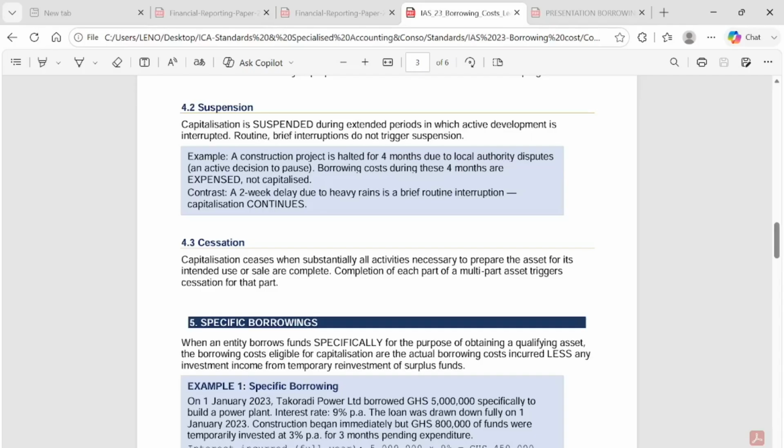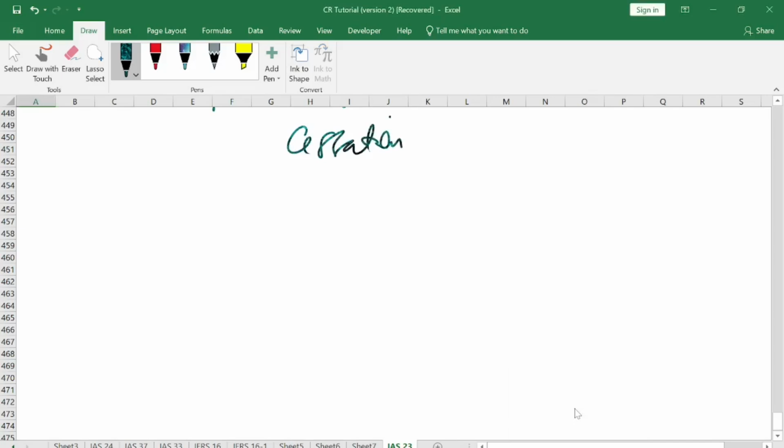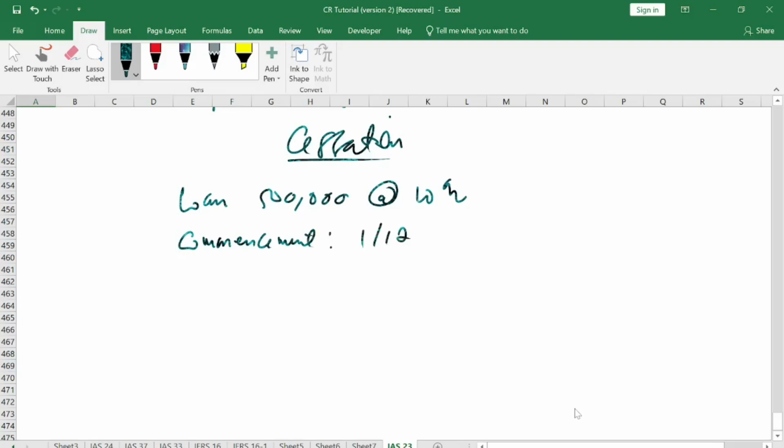All right, now let us look at cessation. When we say cessation, what is cessation? Cessation is when the asset is brought to its intended use, then you cease doing the capitalizing. That's what is called cessation. So here, example, if you have a loan of 500,000 at 10%. Now the loan was to be used to acquire a building. The commencement of the building is 1st January 2024, and the period to do this building is 3 years.